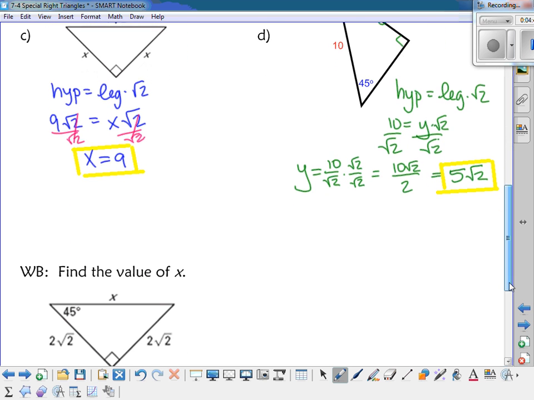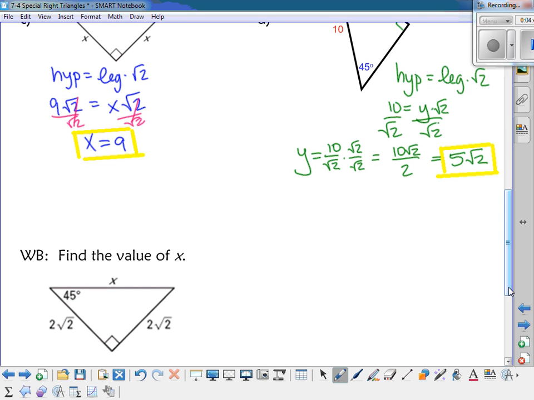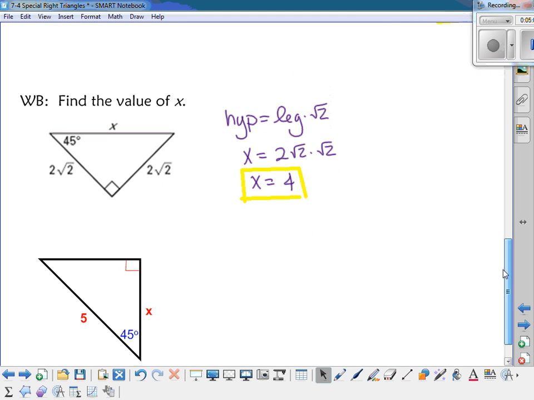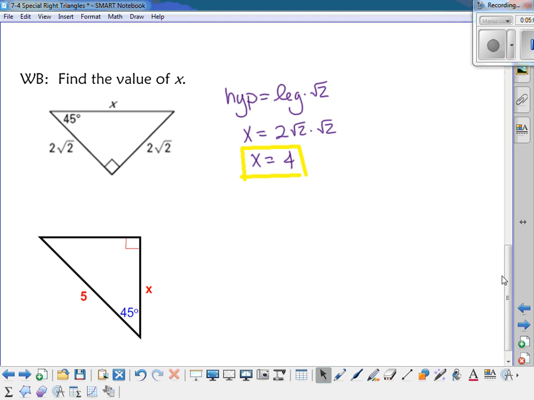Alright, so here is a problem for you to try on your own. Find the value of x. Pause the video now. So hopefully you got that x was equal to 4, because 2 root 2 times root 2 comes out to 4. All right, one more for you to try on your own. Find the value of x in this triangle. Go ahead and pause the video now.